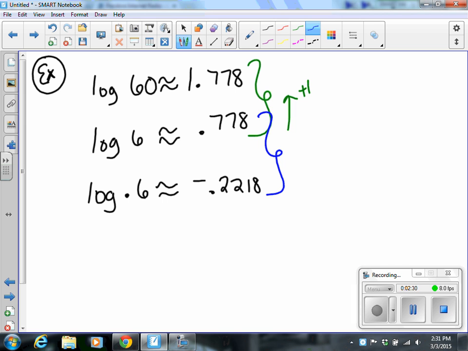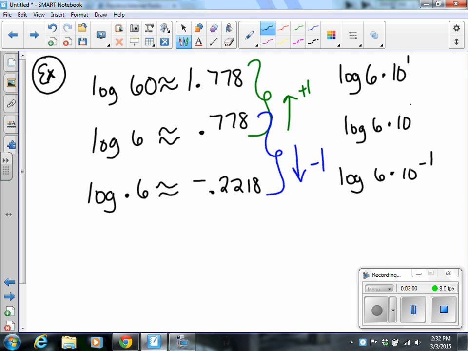Well, in the green, we went plus 1. So in the blue, we're going down. So we're subtracting 1. So how does this look for us? The log of 60 can be written as the log of 6 times 10 to the first. And we know that 10 to the first is just 10, and 10 times 6 gives us 60. That makes sense. Okay, log of 6 is just log of 6. And the log of 0.6 is really the log of 6 times 10 to the negative 1. Okay, so what does this mean? Why does it matter? Here's why it matters.